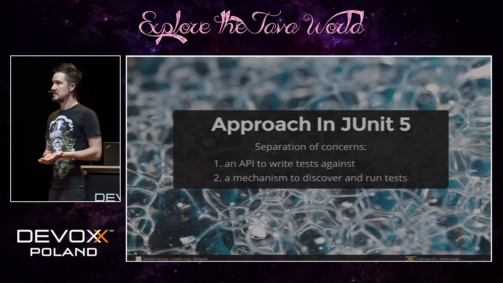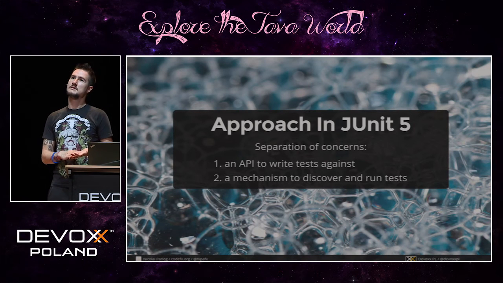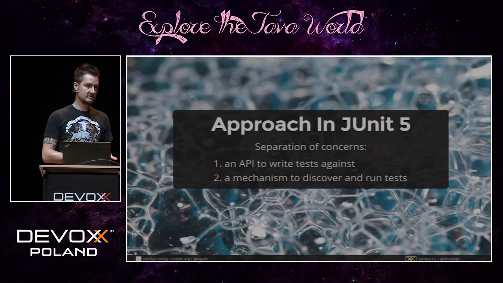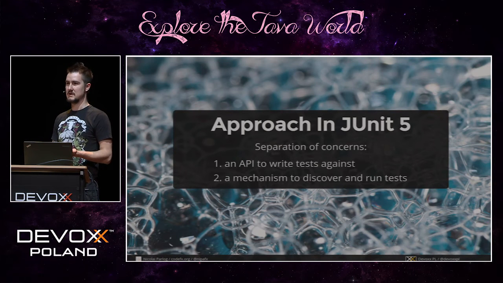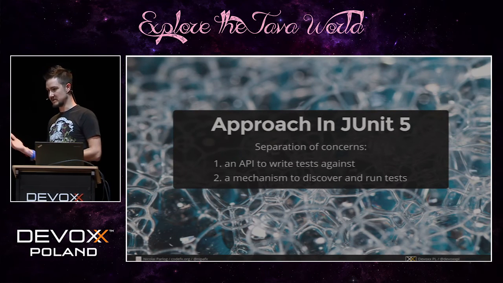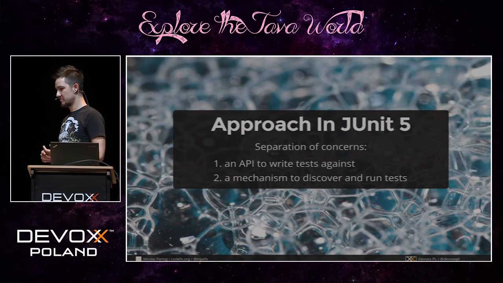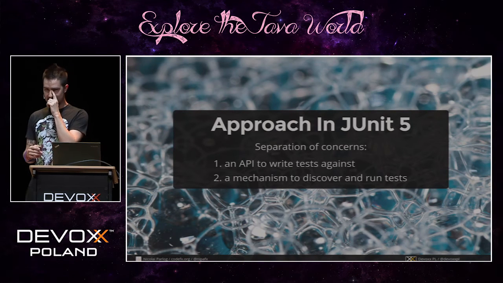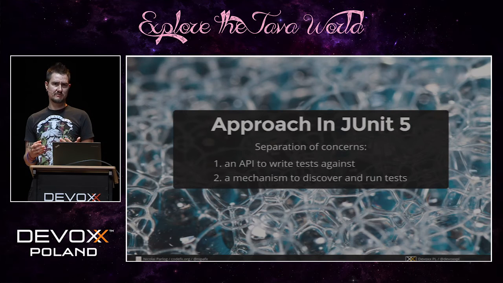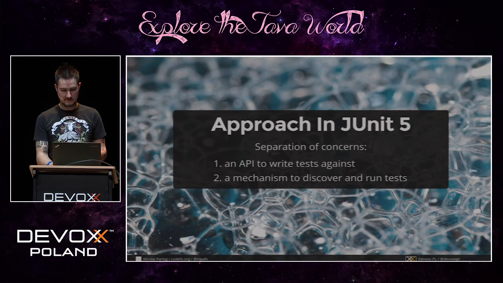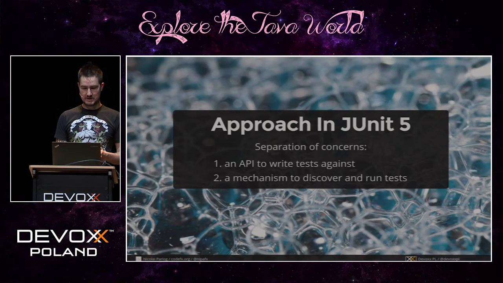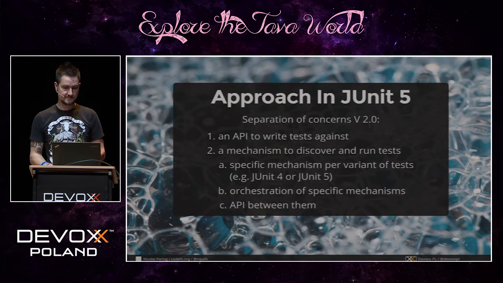But as soon as you do that, you might wonder, if we have a mechanism to discover and run tests, which kind of tests should it run? I mean, JUnit 5 tests, obviously, that makes sense, right? But why not maybe other tests as well? Couldn't this also run JUnit 4 tests? Or, I don't know, TestNG or whatever you could think of? So they split it up further.